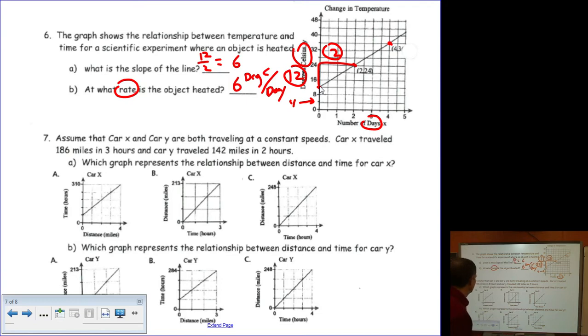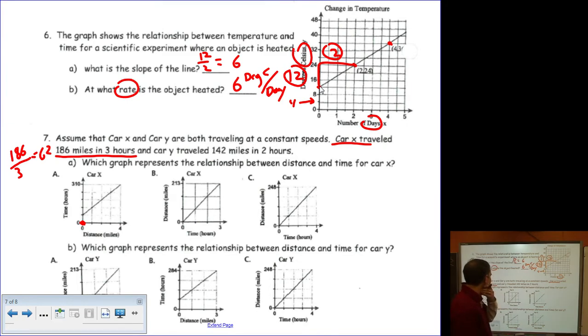Number 7, assume that car X and car Y are both traveling. Car X is going 186 miles in 3 hours. So that is 62 miles per hour. I need to find the graph that is going up by 62 miles per hour. Well, I don't think it's this one because it doesn't go through the origin.